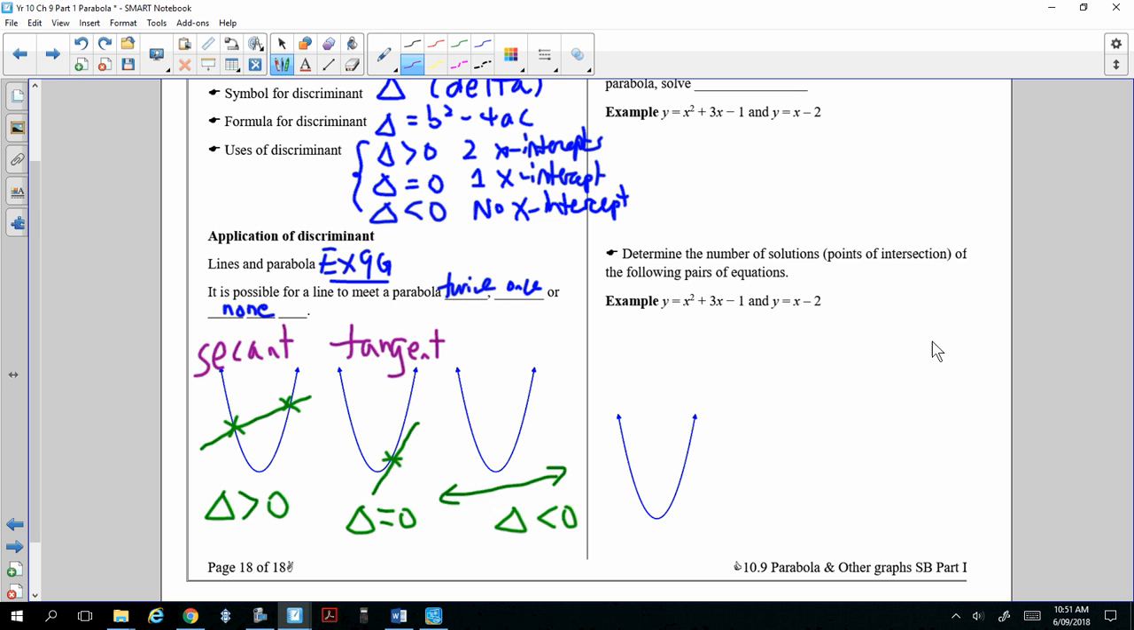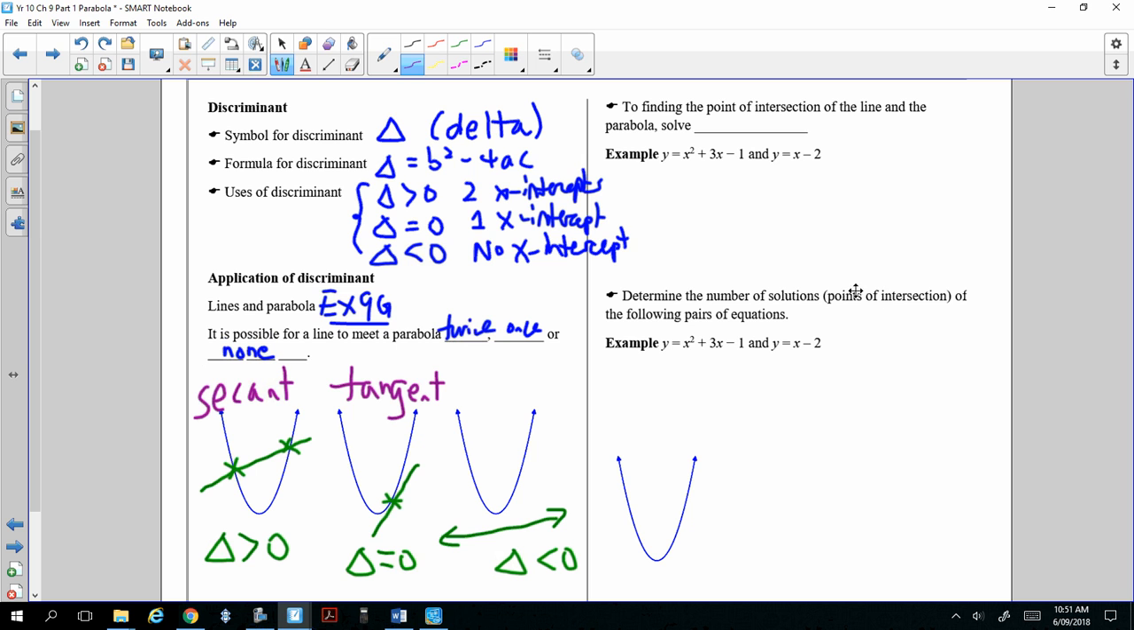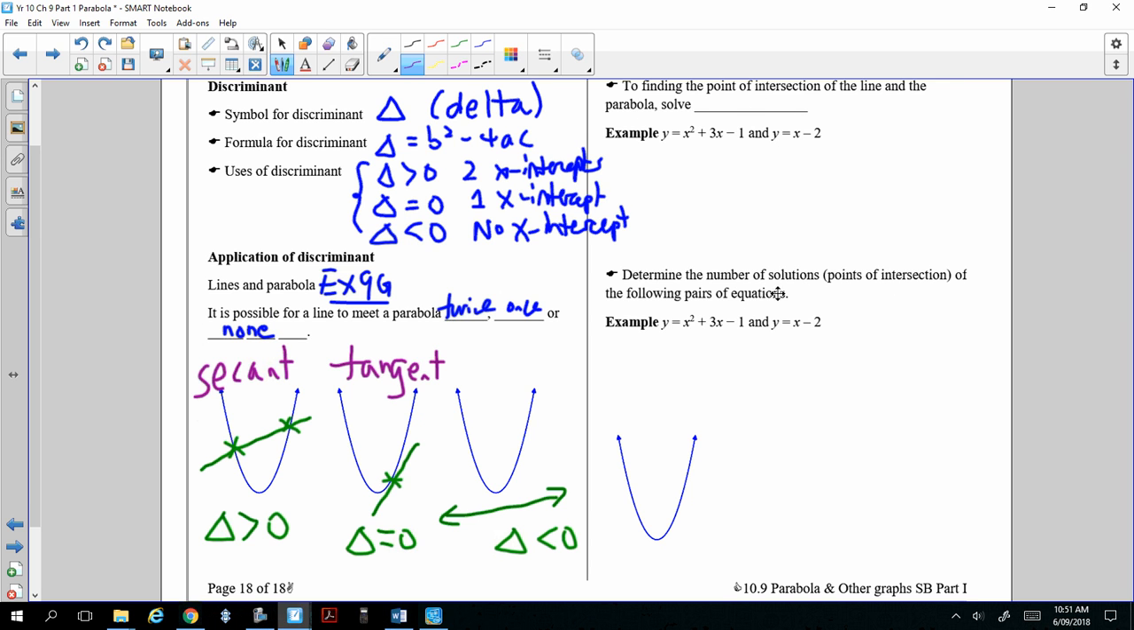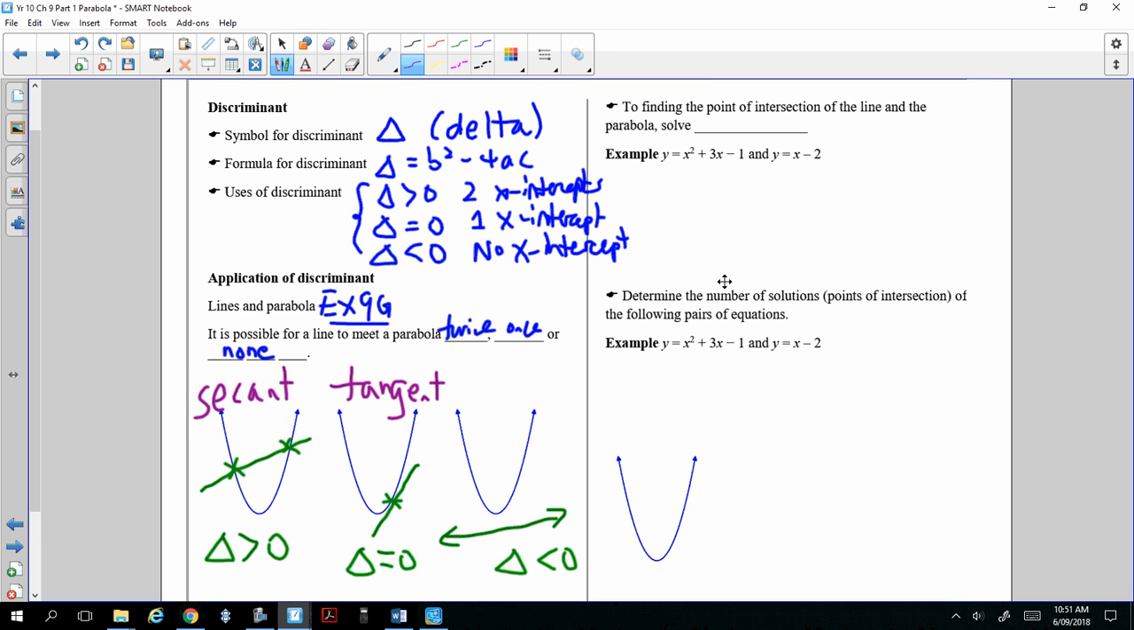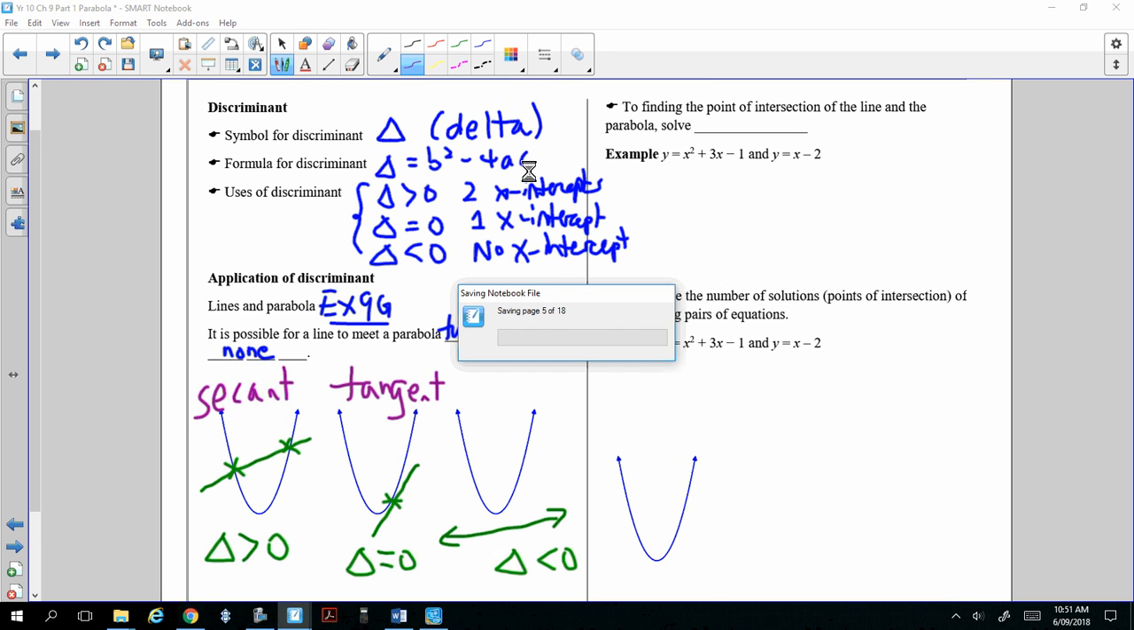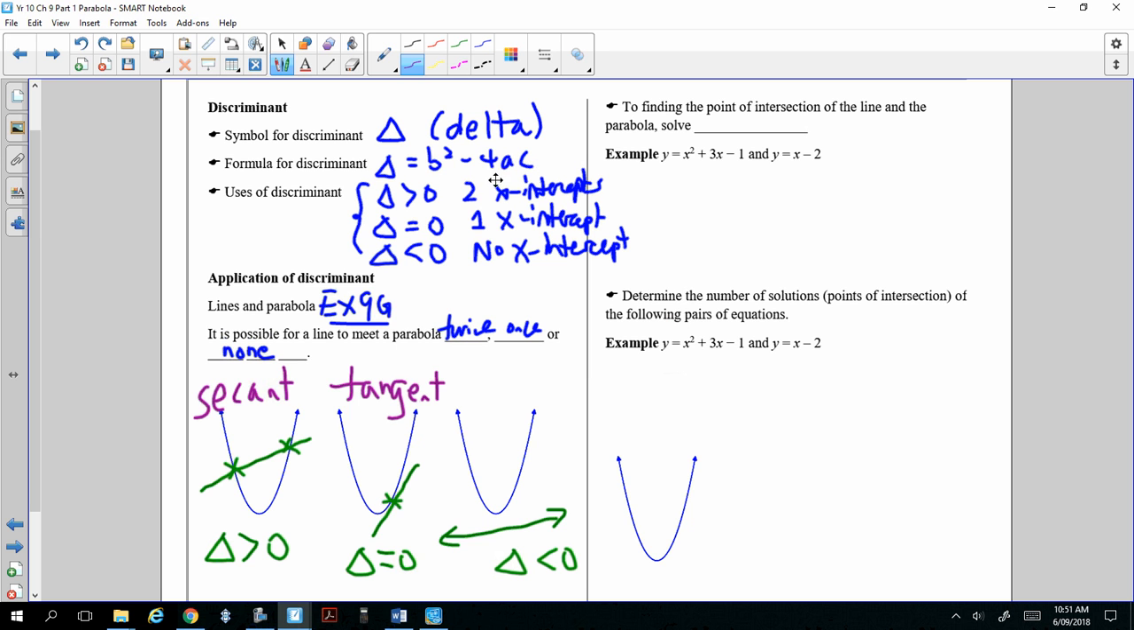So to find a point of intersection, to determine another solution. Okay, very good. Okay, let's look at some examples. All right. Okay, all right, good. Let me just stop this. Thank you. All right, let's continue.